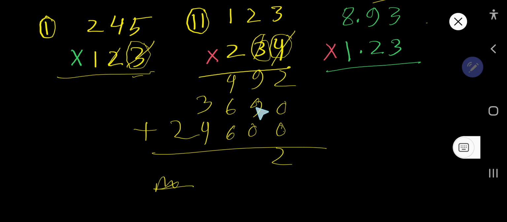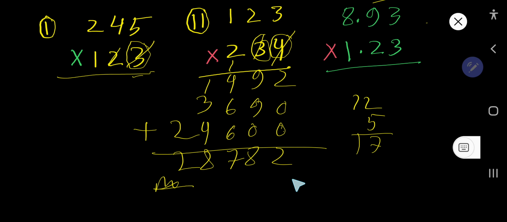9 plus 9 equals what? 18. Write 8 and carry 1. 1 plus 4, 5. 5 plus 12 equals 17. Right? 7, carry 1. 3 plus 1, 4 plus 4, 8, then 2. So this is the result, right?